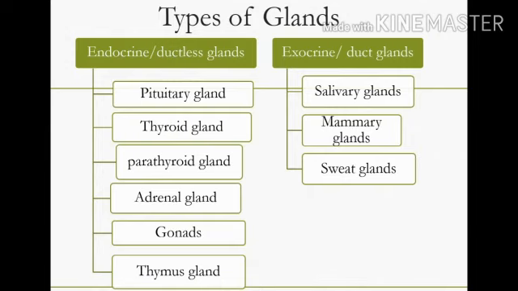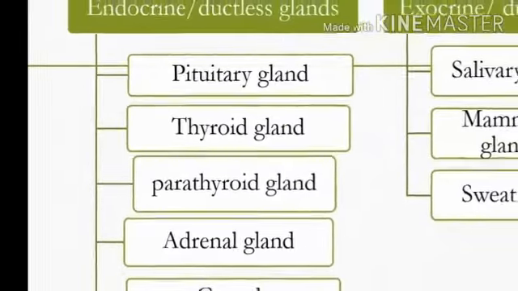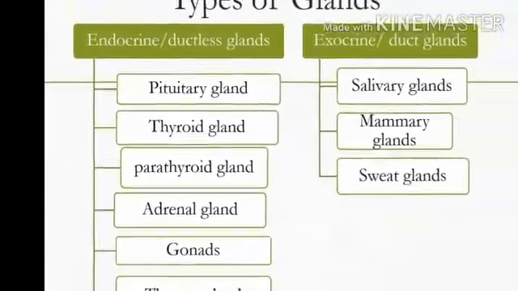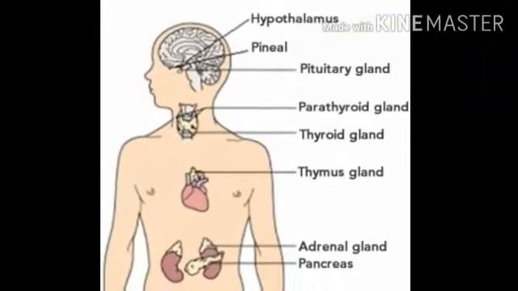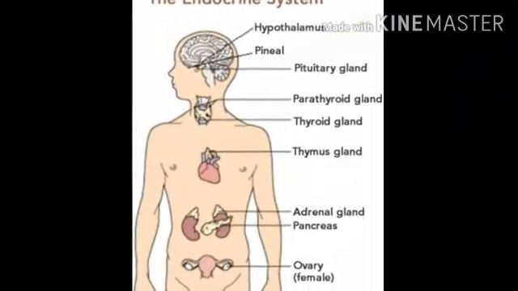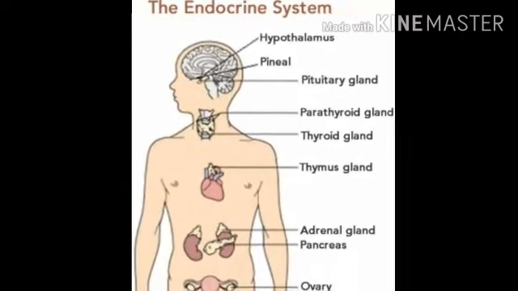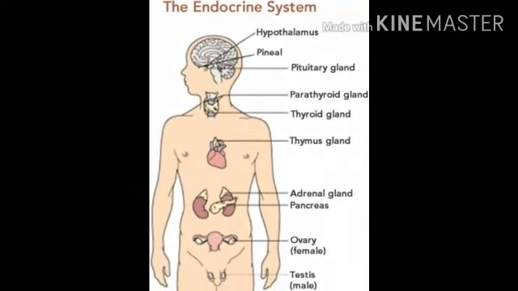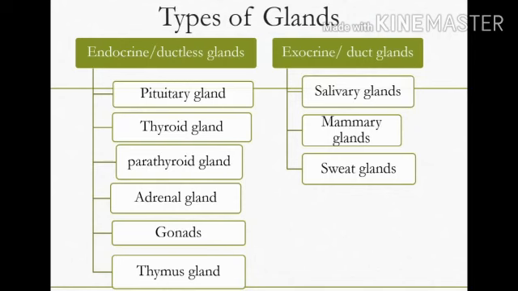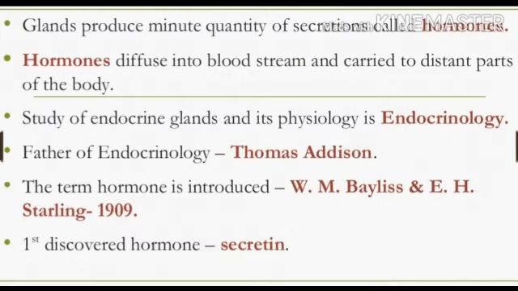While seeing the ductless glands, here the secretions will be directly poured into the blood. The glands which come under these ductless glands are pituitary gland, thyroid gland, parathyroid gland, pancreas, adrenal gland, gonads, thymus gland. These 7 glands are the endocrine glands. We saw about the classification of glands and its types.